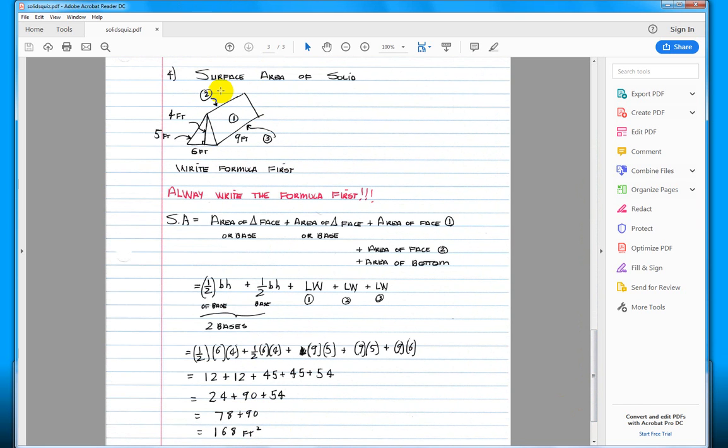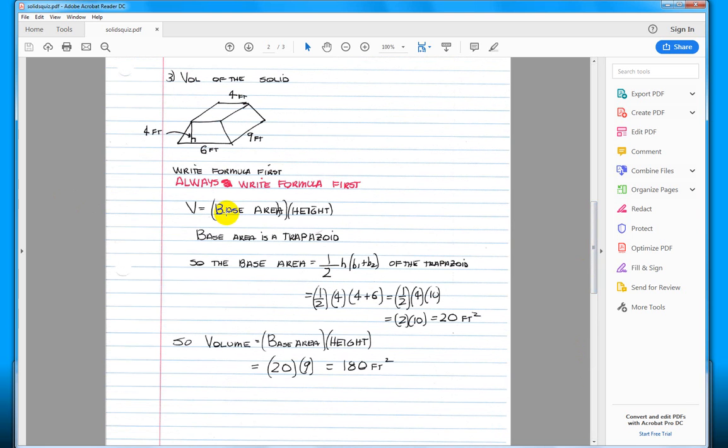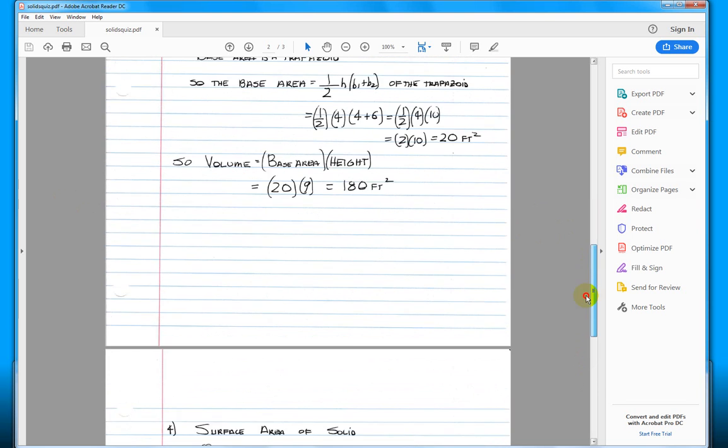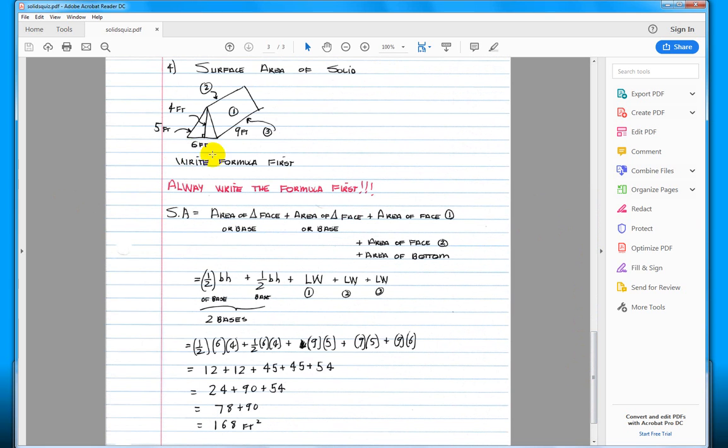Because this is a surface area, this one actually has the right unit. Okay, the last problem, surface area of a solid. Surface area is more of a pain to do than volume. Volume is very easy relatively because it's base area times the height. But surface area, you have to add things up. First of all, write the formula first. Always write the formula first.